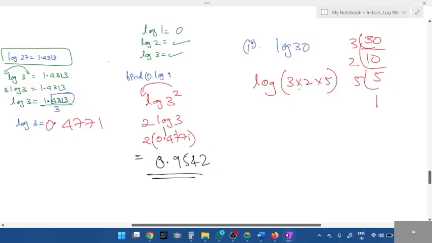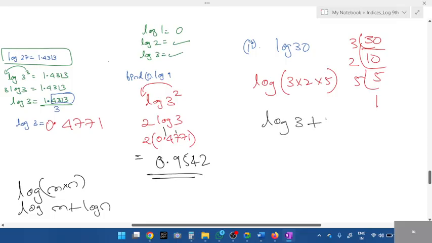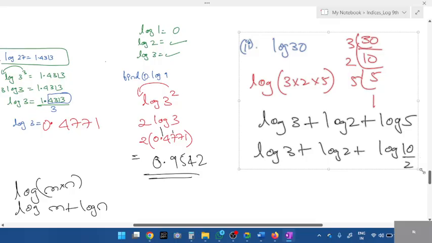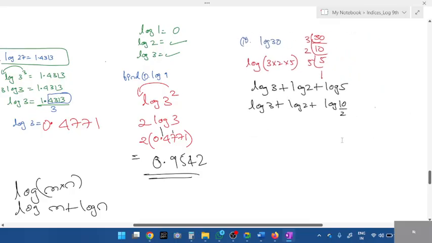Okay, now next: log 3 into 2 into 5. See, what is log m into n, students? How do you write log m into n? In the same way, split this: log 3 plus log 2 plus log 5. Whenever log 5 is given, how do you solve? You should write log 10 by 2. Remember this, students, whenever log 5 is given, you write 10 by 2. Log 3 as it is, log 2 as it is. How do you split log 10 by 2? Log 10 minus log 2, and log 2 and log 2 get cancelled.